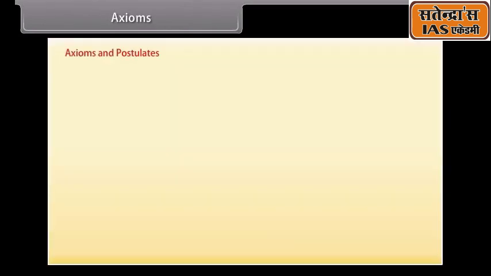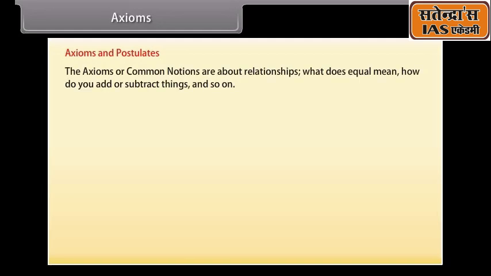Axioms. Euclid describes axioms and postulates, which we will discuss here. The axioms or common notions are about relationships. What does equal mean? How do you add or subtract things, and so on? These are assumptions which are self-evident truths.